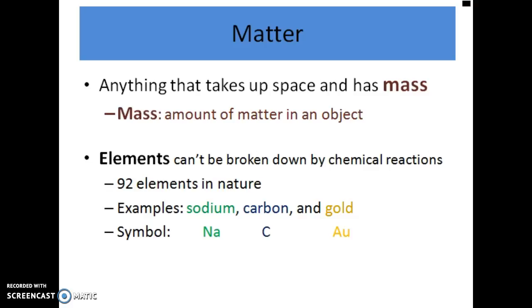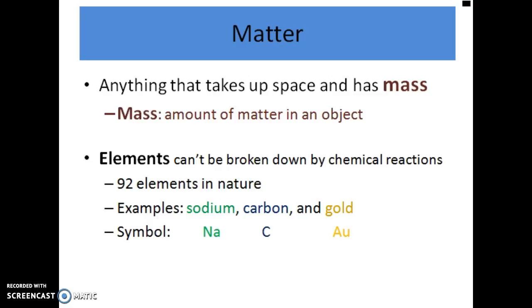Carbon, it's an easy one. Symbol C. It's often just that first letter, if there's no overlap with other elements. Gold is Au, and we're going to use those to keep track of which elements we're talking about, since they uniquely apply to those elements and to no other element.